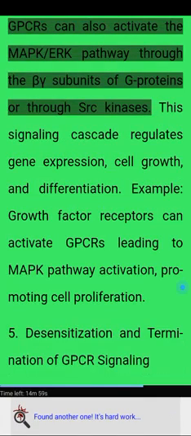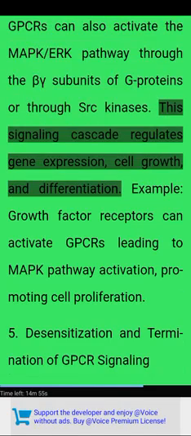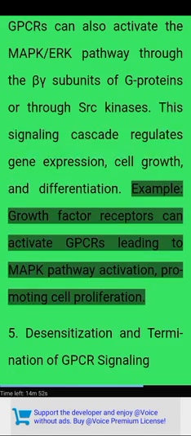MAPK pathway. GPCRs can also activate the MAPK-ERK pathway through the beta-gamma subunits of G proteins or through Src kinases. This signaling cascade regulates gene expression, cell growth, and differentiation. Example: growth factor receptors can activate GPCRs, leading to MAPK pathway activation, promoting cell proliferation.